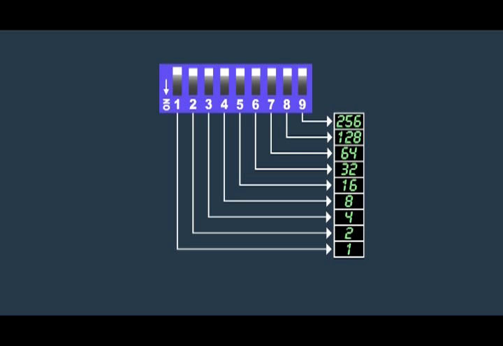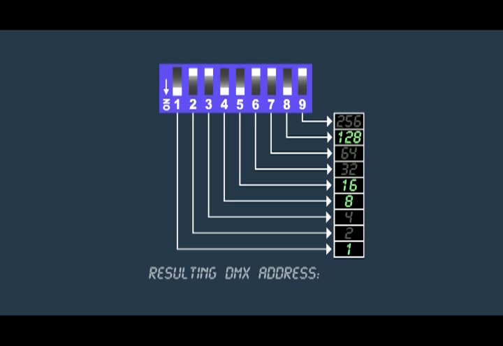Let's see an example of this in action. In this example, we set to on switches 1, 4, 5 and 8. Look at the corresponding decimal values: 1, 8, 16 and 128. Add them all together and the resulting DMX address is 153. Flip the switches and you alter the DMX address.